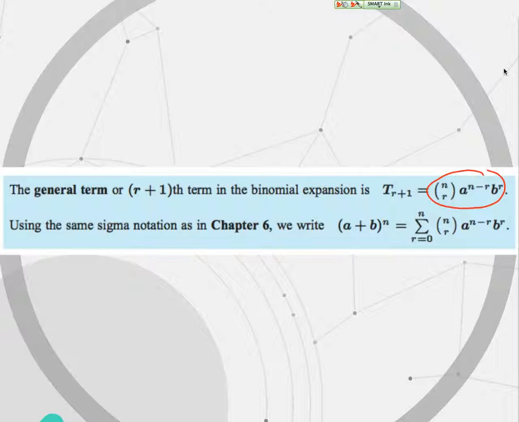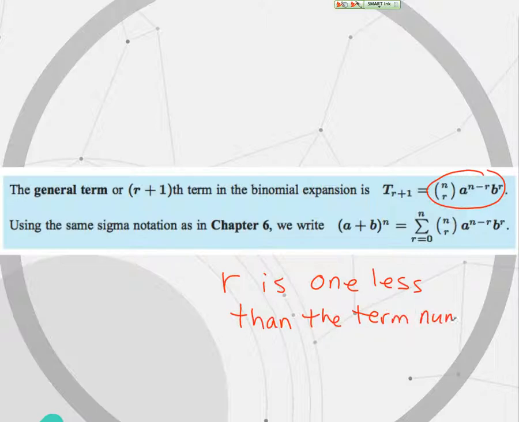So T stands for term, so this is what you really need to know, is that r is 1 less than the term number. That's what you really need to know. That's not in your packet, so that's something that you need to remember. But that's what you really need to write down. And they have it up there in all technical terms, but you really need to know r is 1 less than the term number.